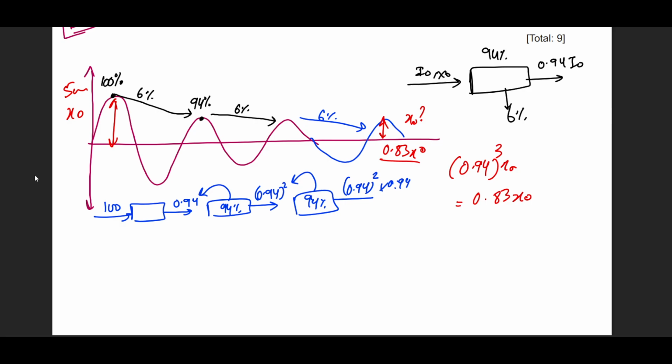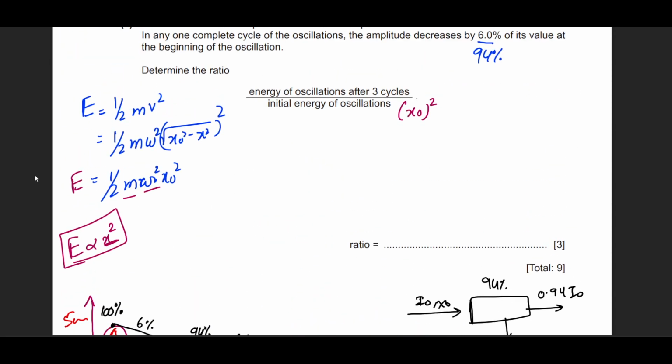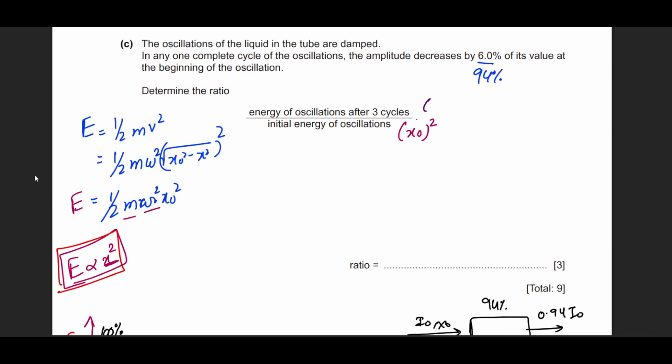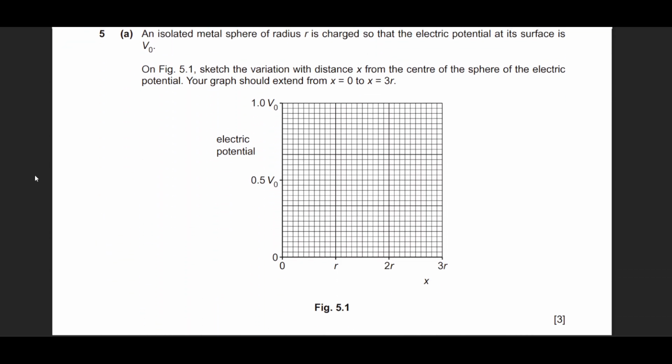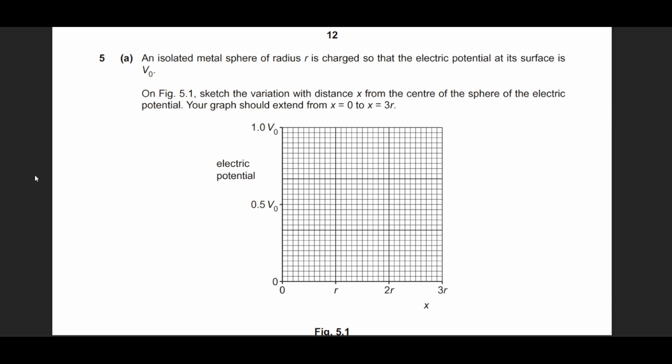Now let's move on to the energy. We calculated that energy is the square of the amplitude of the displacement, right? So this will be 0.83 x naught whole square. So when you divide this, you get 0.83 whole square, x naught square cancels out. So you're left with 0.69 in terms of the energy. So it has lost approximately 31% of the energy as compared to before.